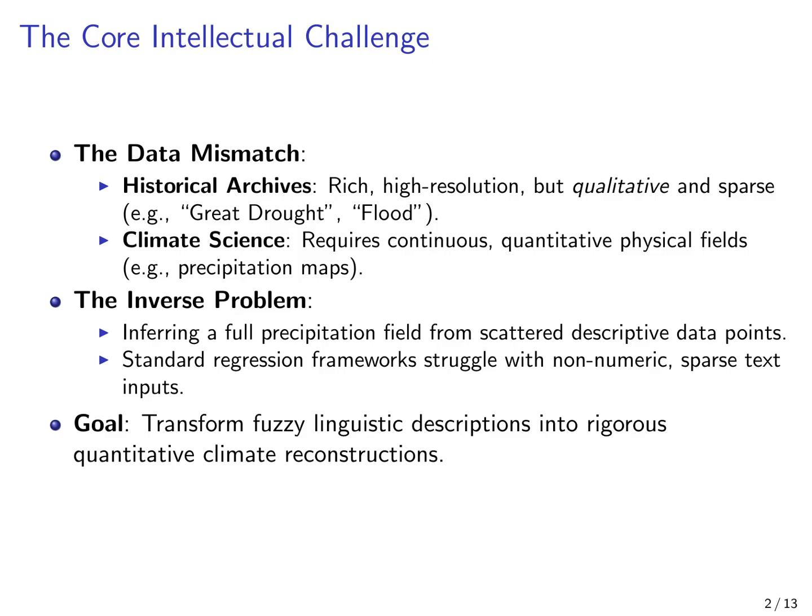You have these amazing historical archives, right? They talk about things like a great drought. But what does that mean quantitatively? How do you go from these fuzzy qualitative words, which are also super sparse, to a full-blown quantitative climate map? This is a classic inverse problem. We're trying to infer this continuous physical field, a precipitation map, from just a handful of scattered descriptive data points. It's a really cool, and as you can probably guess, a really, really hard computational problem.